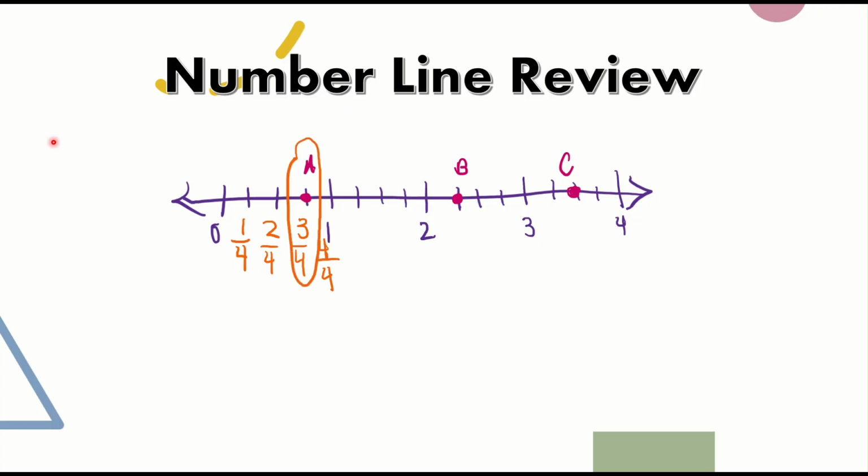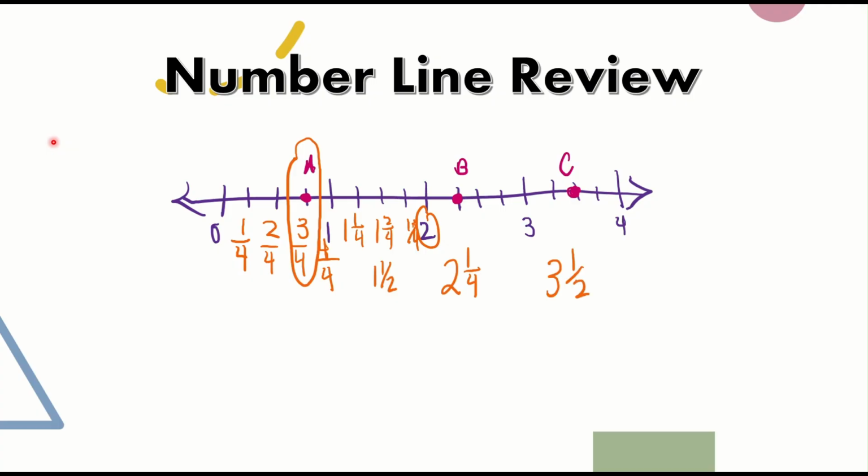Now, since I already know the pattern, that pattern would continue. So let's look at that and just add a whole number to it. So 1 1/4, 1 2/4, which is also 1 1/2, 1 3/4, and then 2. So that means B will be located at 2 1/4. And that means C would be located at 3 1/2.